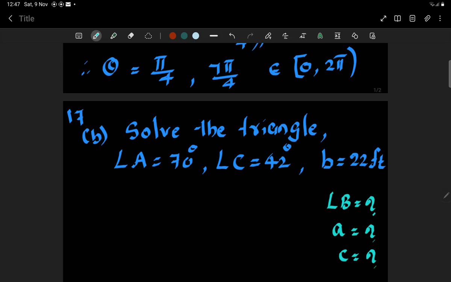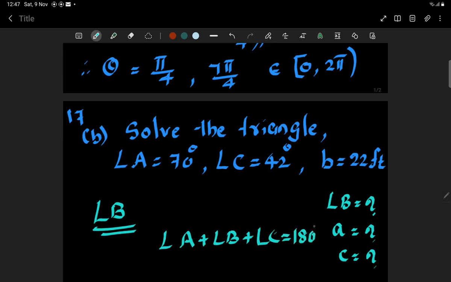These three things we need to find out. Only here given angle A, angle C and small b. So first we can find out angle B because two angles are given. How can we find out angle B? You know the total angle of the triangle. That means angle A plus angle B plus angle C is 180 degrees. That is understood. Triangle total angle is 180 degrees. So we can find out angle B.